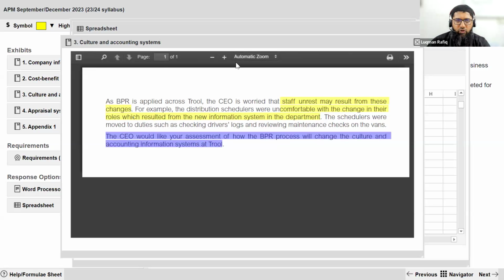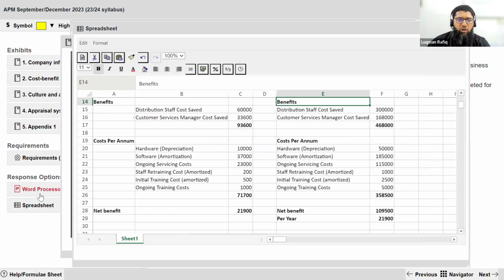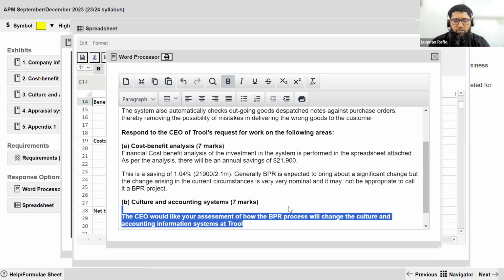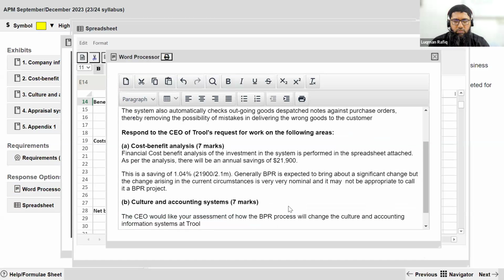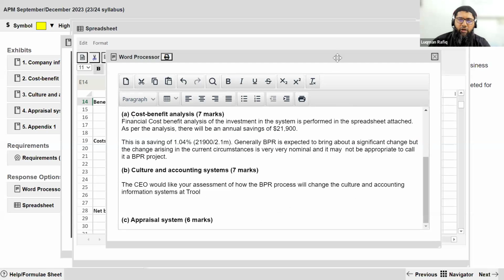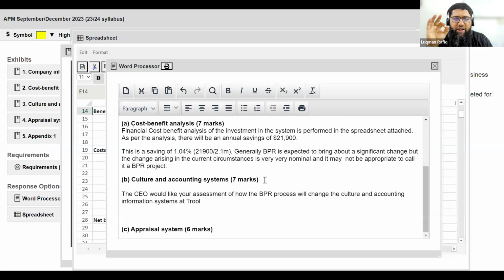This is what he wants to know. The actual requirement is this. He wants to know how it is going to have an impact. He would like your assessment on how the BPR process will change the culture and the accounting system at Trool. So that's what you have to mention: how it will change the culture and the accounting system at Trool.